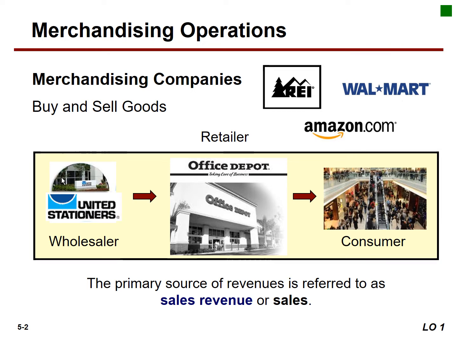We're going to look at just transactions between wholesalers and retailers. We're not going to look at transactions to the consumer yet. We'll look at that a few chapters from now. All right, for a merchandising business, their primary source of revenue is going to be called sales or sales revenue.